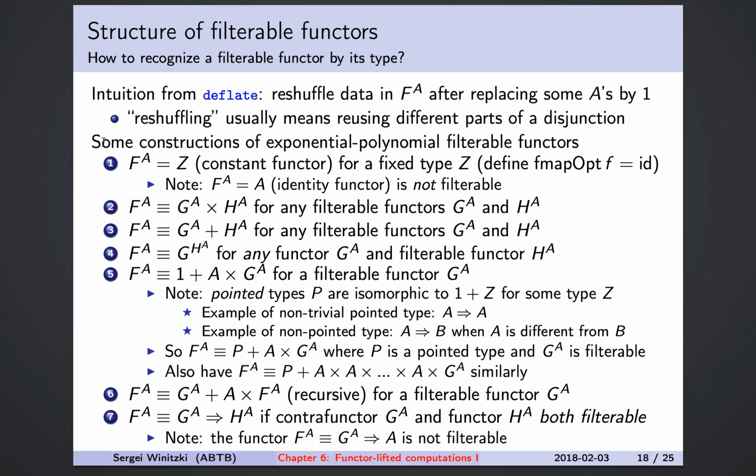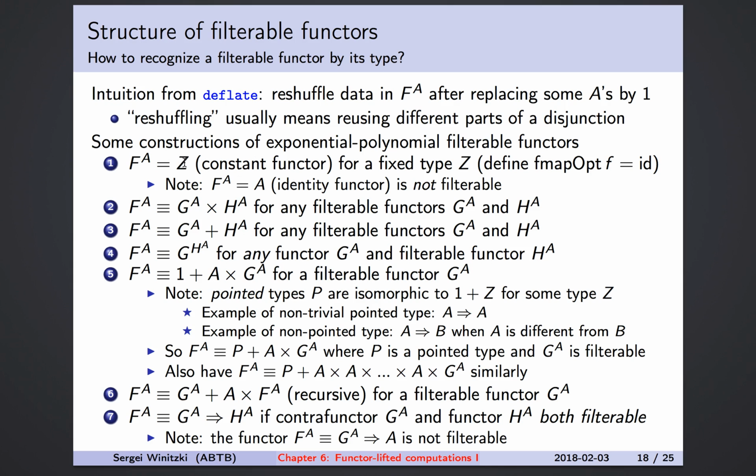And to get some intuition about this, let us consider how we can build up filterable functors from parts. This is very similar to what we did with ordinary functors. So we will now list some constructions, certainly not all possible constructions, but some sufficiently large number of constructions that give you new filterable functors given old ones. And let's see how that works.